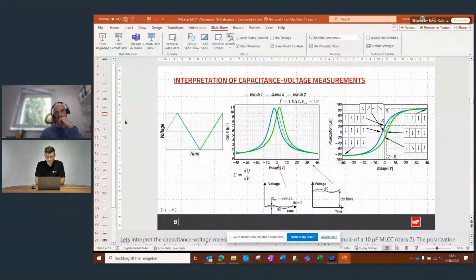Next question. How long will the material memorize its polarization state? Very long. Basically, it can take hours, days, weeks even. As long as it is not heated above the Curie temperature, which is about 120, 130 degrees Celsius, it will remain in the state of polarization. There is a certain decline even at room temperature for sure, but it is a very slow process.